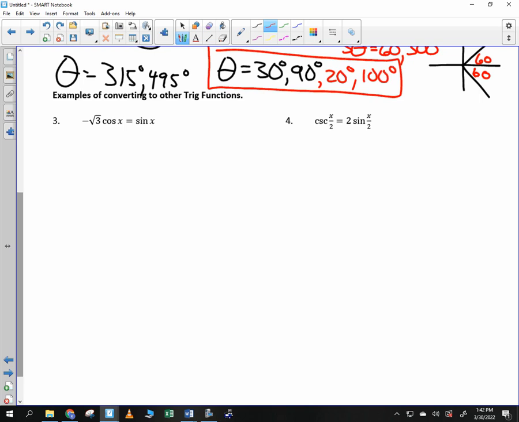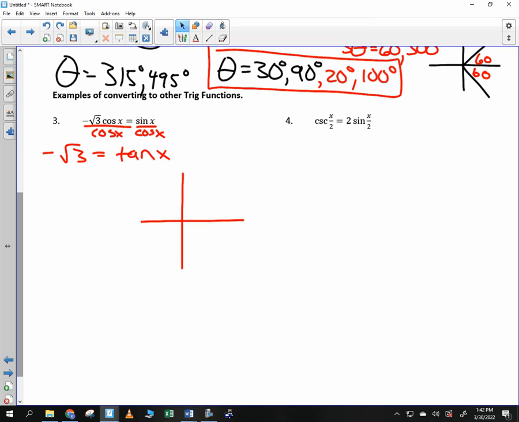Sine divided by cosine is tangent. And if you notice, I can use that right here. If I divide both sides by cosine of x, I change it from having 2 different trig expressions to having negative root of 3 is equal to the tangent of x. So tangent of x is negative root of 3. I decide where tangent is negative. Where is tangent negative? Second and fourth.